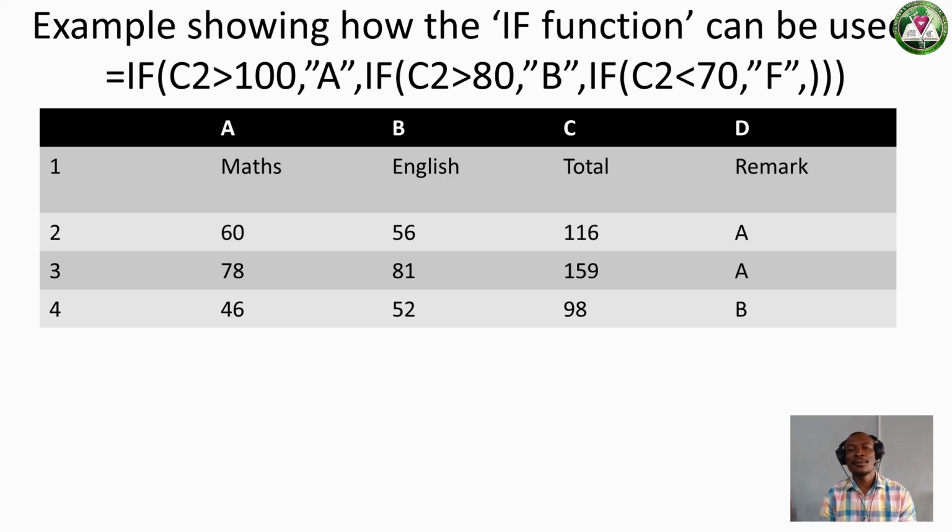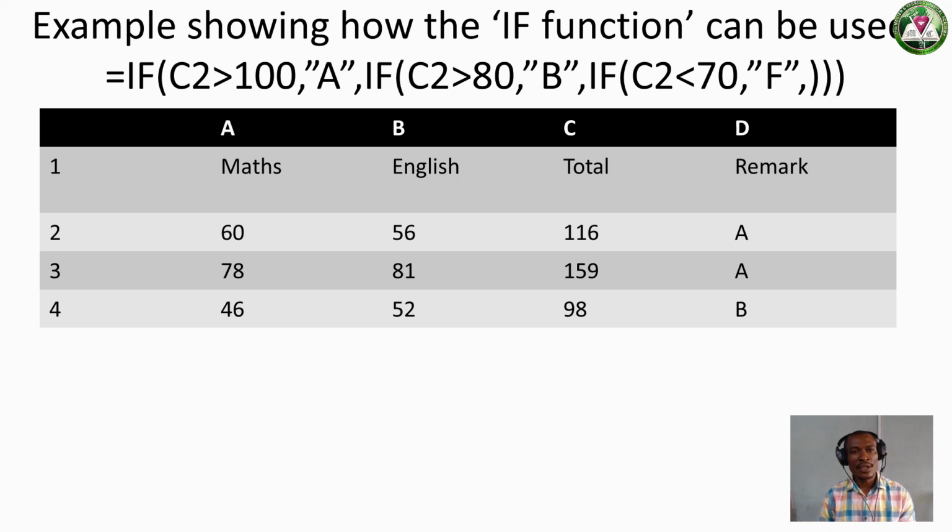Now look at this table. Look at this spreadsheet. In this spreadsheet, you have column A, B, C, D. Column A has Maths under it, B English, C Total, and D Remark. Now, for you to determine whether a student here has A as grade or B or C, depending on what you're looking for, how do you do that?